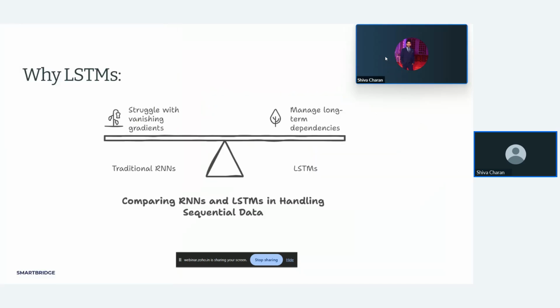So LSTM's concept ఎందుకు వచ్చింది? Just now I told, right? Because of the ట్రెడిషనల్ RNNs లో మనకు వానిషింగ్ గ్రేడియంట్ అనే ప్రాబ్లం ఉండడం వల్ల LSTMs వచ్చాయి. LSTMs ఏం చేసాయి? లాంగ్ టర్మ్ డిపెండెన్సీని మేనేజ్ చేసాయి. ఓకేనా? Comparing RNN and LSTMs in handling sequential data, సీక్వెన్షియల్ డేటాని హ్యాండిల్ చేయడంలో ట్రెడిషనల్ న్యూరల్ నెట్వర్క్స్ లో ఇష్యూ ఉంది. ఏంటా ఇష్యూ? వానిషింగ్ గ్రేడియంట్ ఇష్యూ. కానీ if you see over here, it is able to manage the long term dependencies.